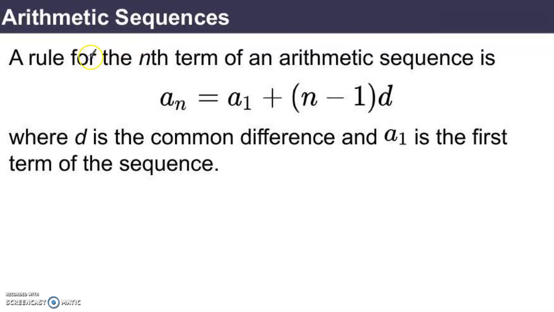So here's a rule for finding the nth term of an arithmetic sequence. The nth term a sub n of an arithmetic sequence is a sub 1 plus n minus 1, that quantity, times d, the common difference. You don't necessarily need to memorize this, at least for our class. You may be required to when you use this in pre-calculus, college algebra, and if you study sequences beyond then. But let's practice with it today.